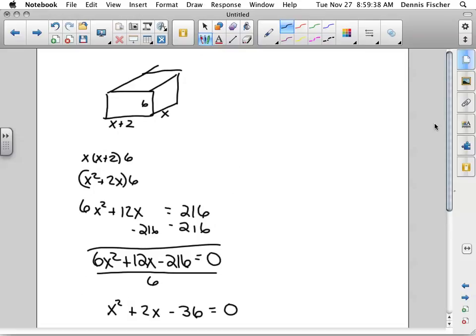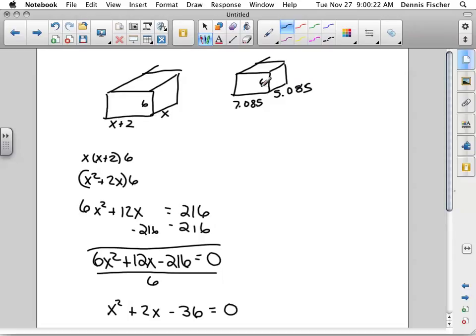and went back to the original problem. Here's my problem. This side says x plus 2, so what would it be? 7.085. This side says x, which is 5.085, and this side says 6. Correct? If I multiply that together, what should I get? 216. Let's multiply again. 7.085 times 5.085 times 6. I get 216.163.